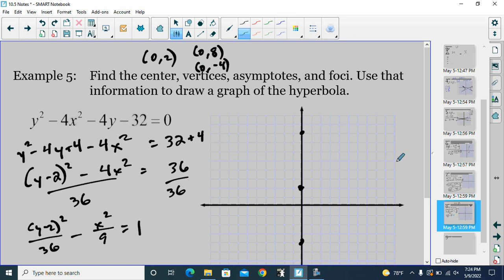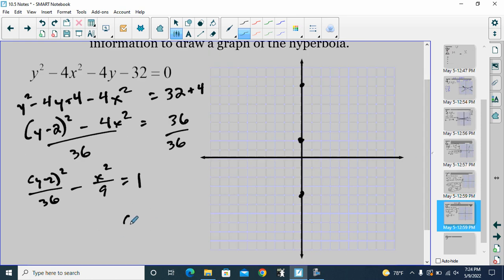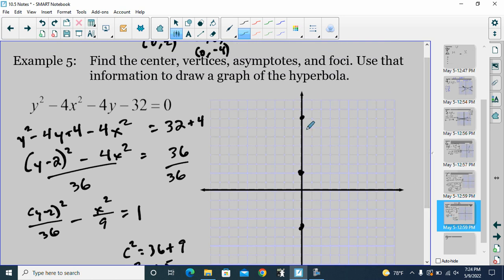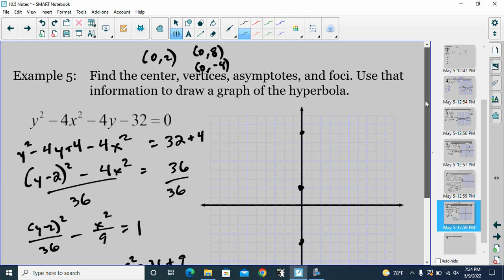C squared is equal to A squared plus B squared. So C is equal to 3 root 5. We would be going up and down 3 root 5 to get those foci. So we are starting at 0. The y value starts at 2 and goes up and down 3 root 5.